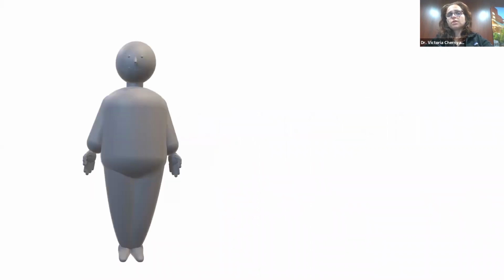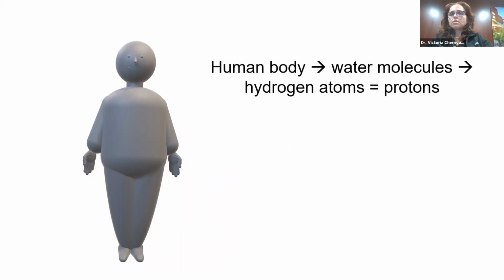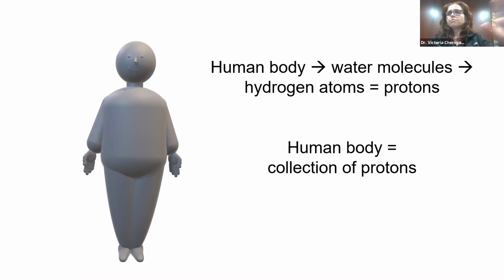So what happens when we place a person into an MR scanner? As far as the scanner is concerned, people are a collection of protons, because the human body is full of water molecules. And remember, each water molecule has 2 hydrogen atoms, each of which is a proton and electron. So again, as far as the MR scanner is concerned, we're just one big collection of protons.